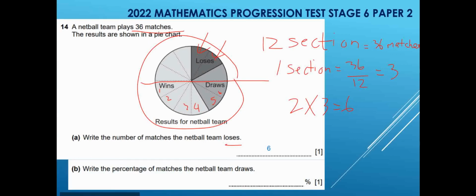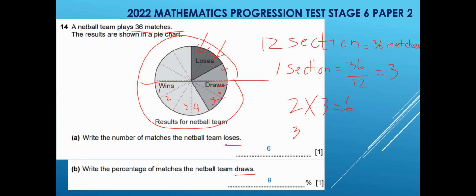Question B. Write the percentage of matches the netball team draws. 10 seconds. 10, 9, 8, 7, 6, 5, 4, 3, 2, 1, 0. So you got your answer? So the draws are 1, 2, 3 sections. 3 sections.